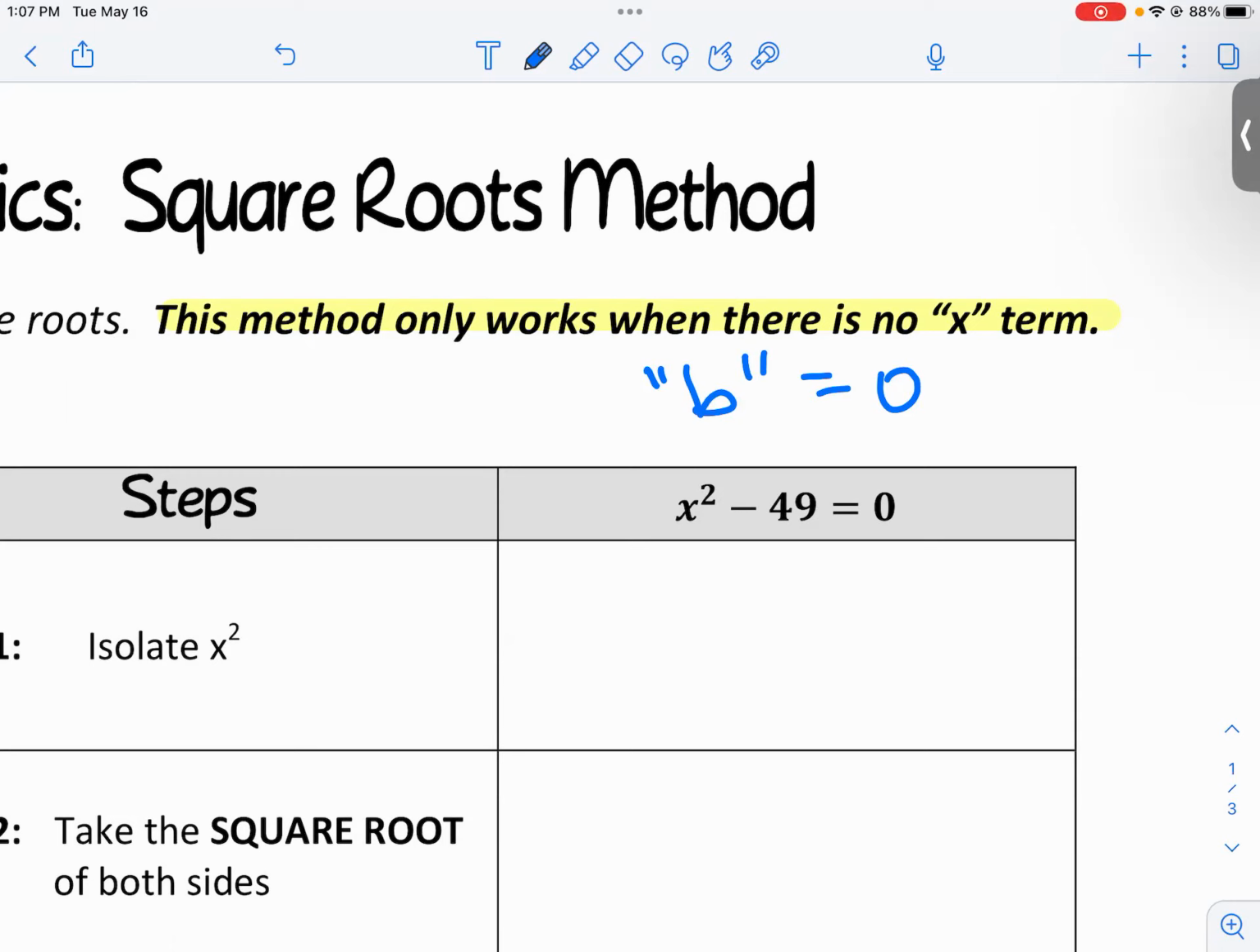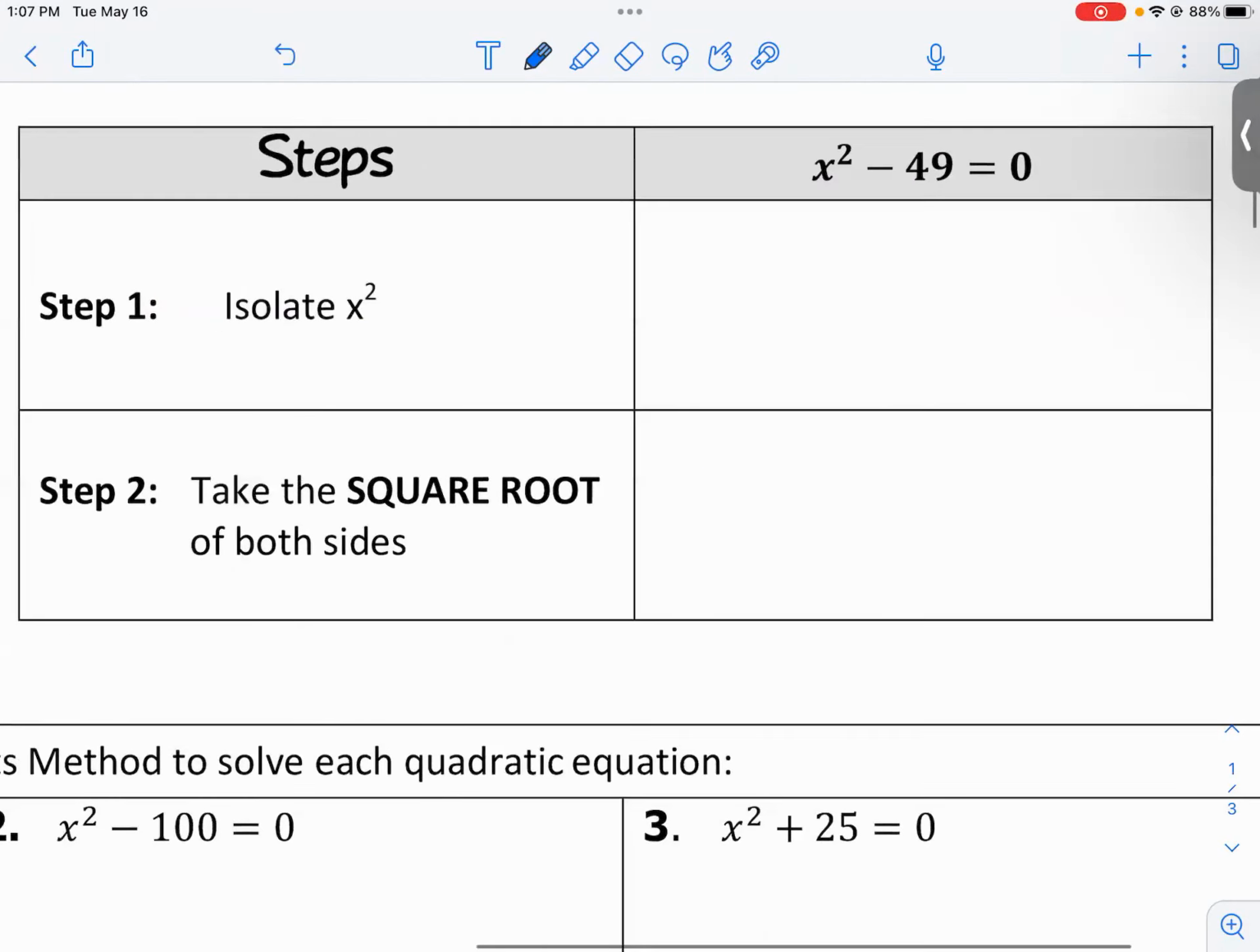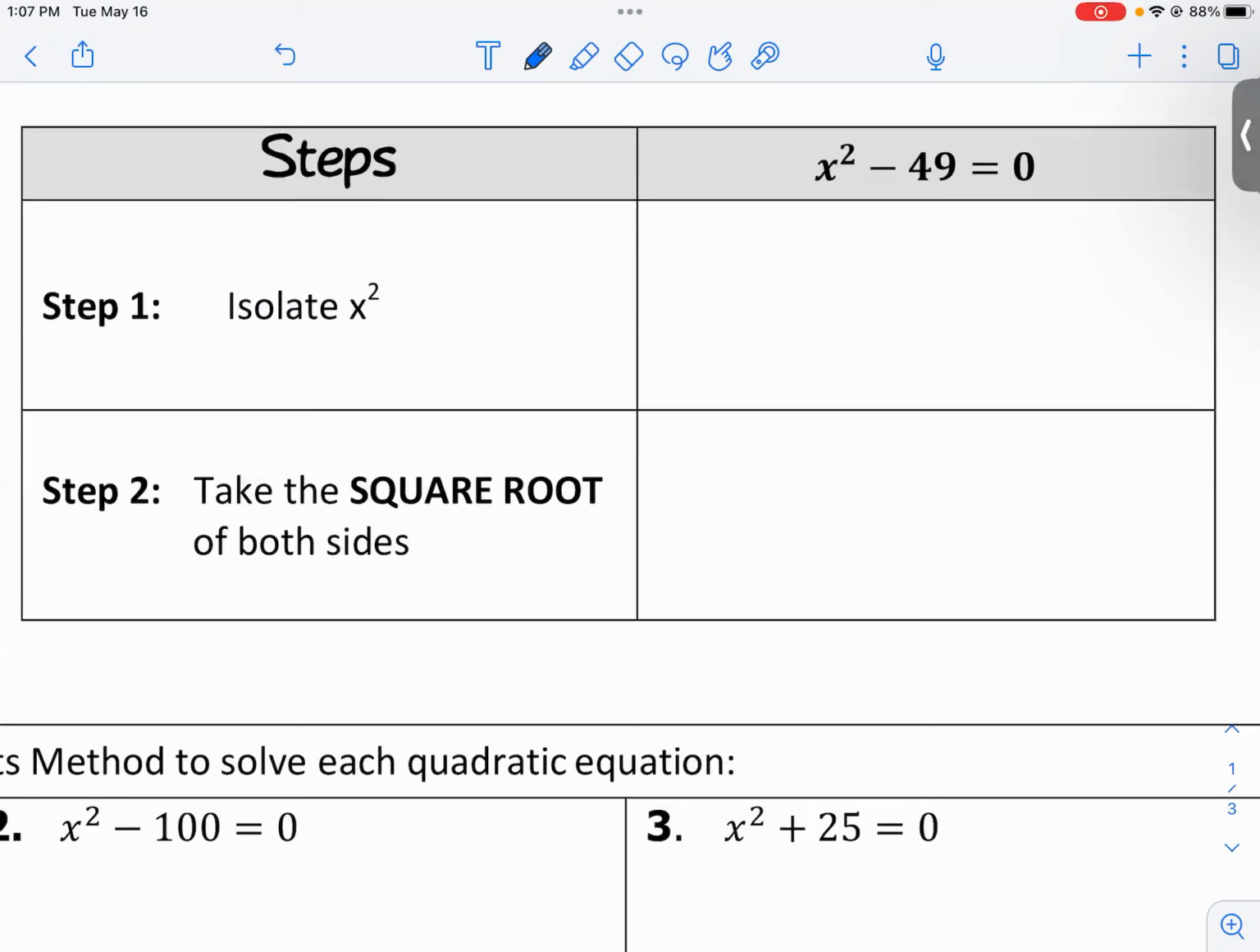So let's look at this problem right here. If x squared minus 49 equals 0, now I know some of you are like, yeah, difference of squares, and that's fine. But let me show you with something where we know the answer is. We know this is going to be 7 and negative 7. Let me show you how to do it in a way that we wouldn't have to factor.